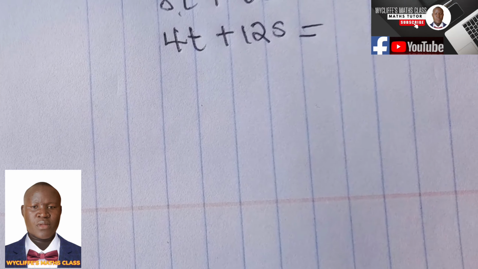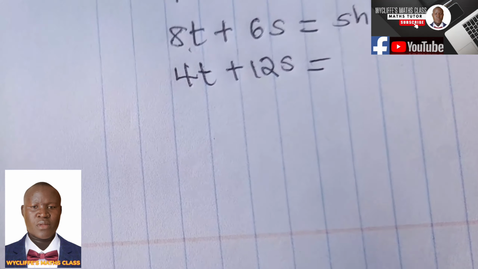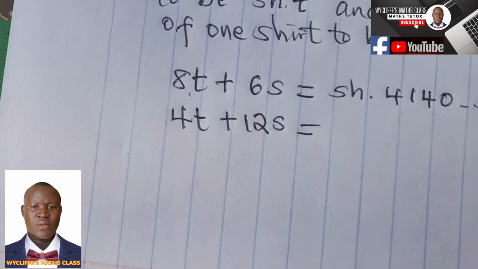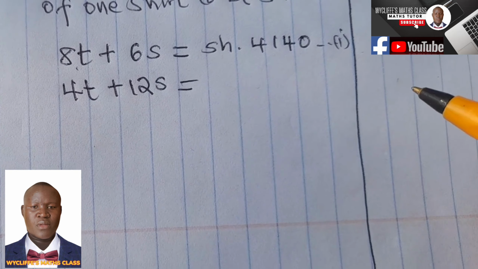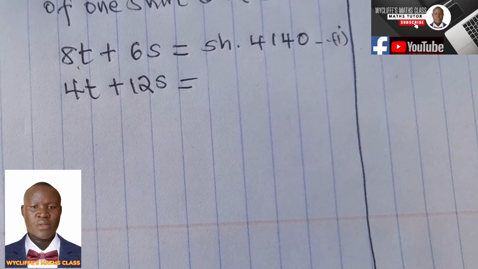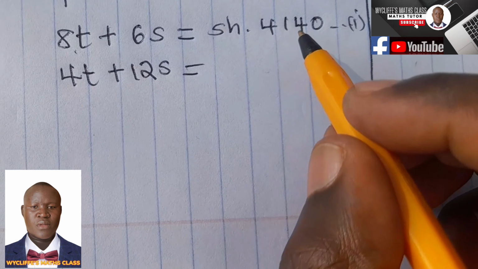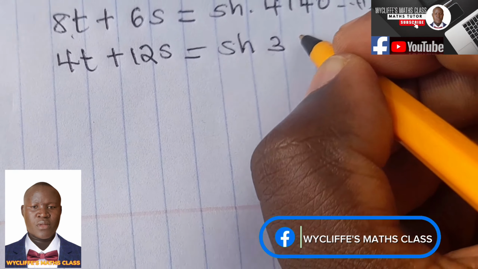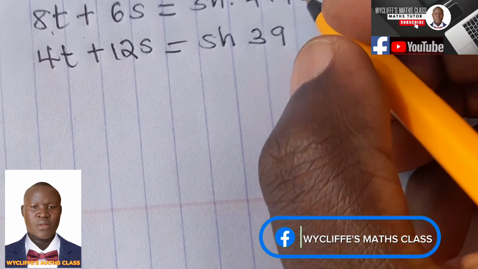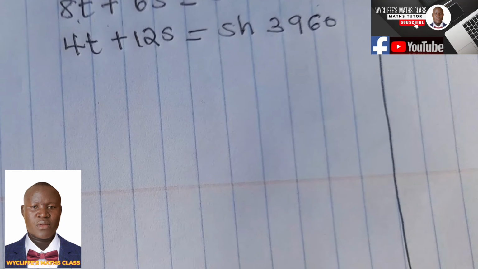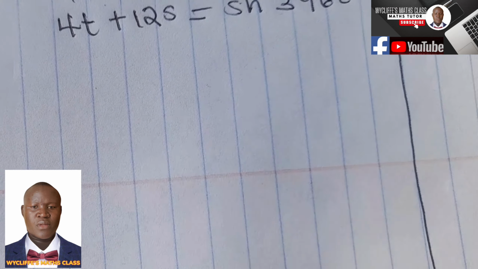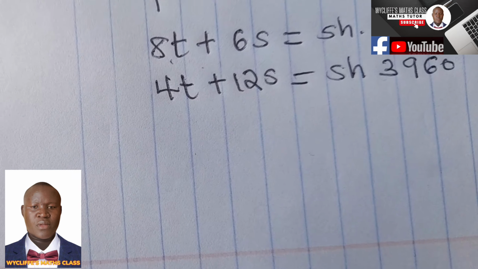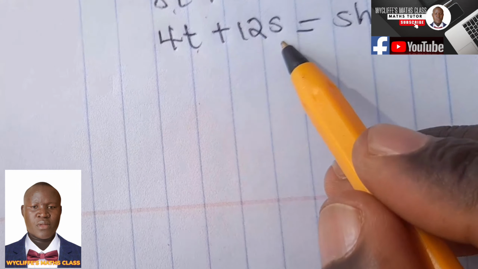Now we are going to see their total. We are told that had he bought twice as many shirts and half as many trousers, he would have saved 180. So here, if he saves 180, it means the price now is reducing from 4,140 by 180 shillings. And when you calculate that one, you are going to get 3,960 shillings. That is what Mutua is going to have as a total for 4 trousers and 12 shirts.